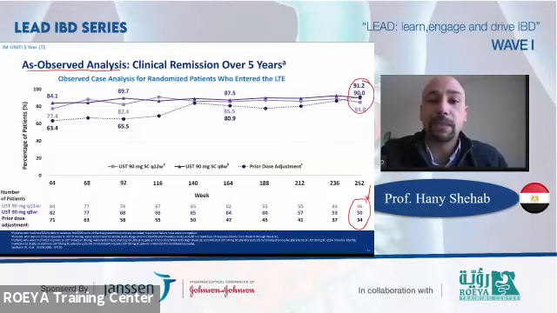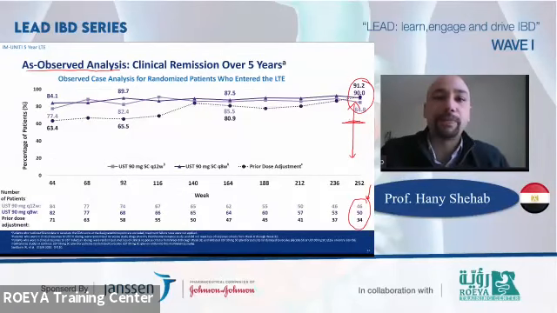Yes, you would say that it's not a very accurate way, but I believe that the actual result is probably somewhere in between the intention to treat and the as observed. It will probably be around this area where you have patients in clinical remission about maybe 60 or 70%.